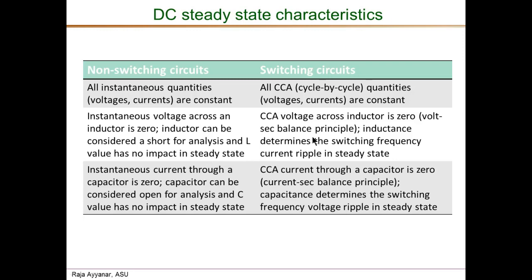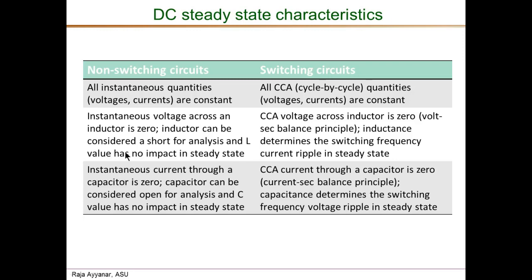Whereas in the switching circuit, even though the average voltage across the inductor is 0, the instantaneous value is not 0, and the value of inductance does have an impact. That impact is on the switching frequency current ripple, even in DC steady state. Okay. So in later videos, we will be learning in much more detail this concept where the average voltage is 0. We'll call that the volt-second balance principle.